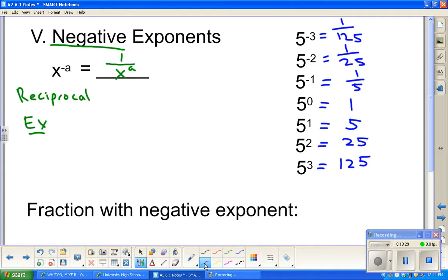So with our 5 example, let's show the steps on why that worked. 5 to the negative second. Again, we don't want a negative exponent. So to change the exponent from negative to positive, you just have to take the reciprocal of the number, and then you can make the exponent positive. That's how you get the 1 over 25. Always reciprocal.